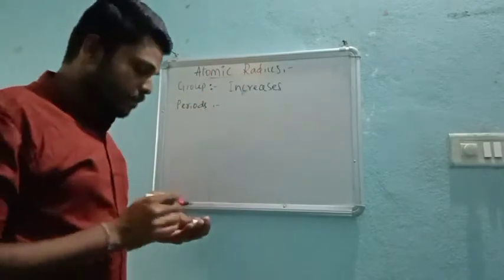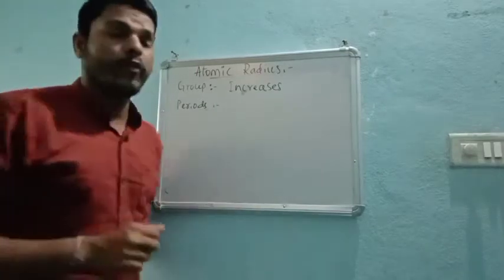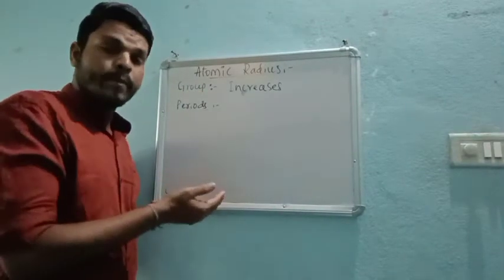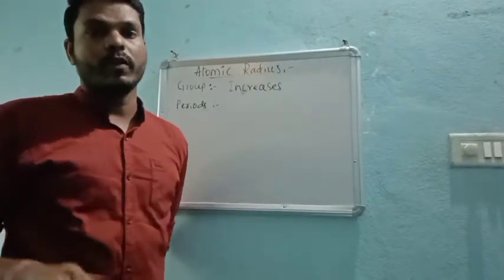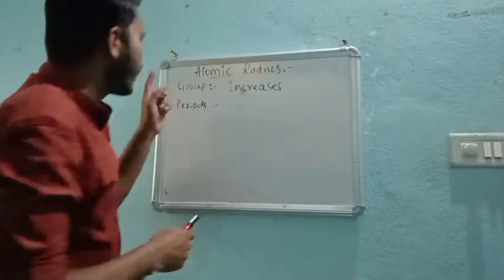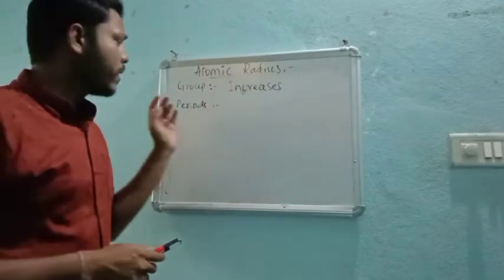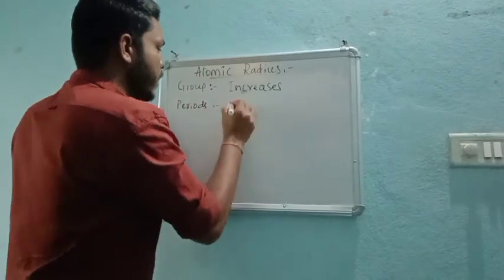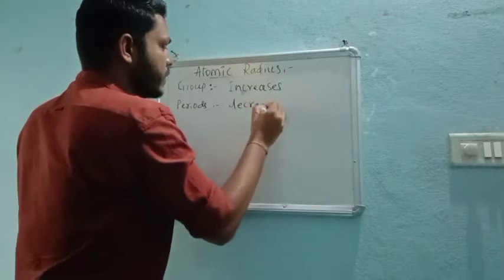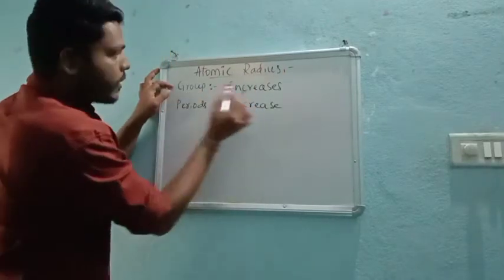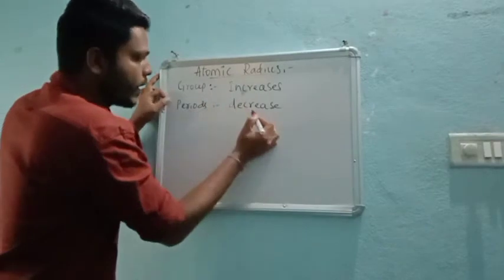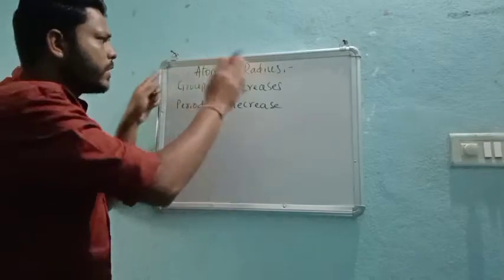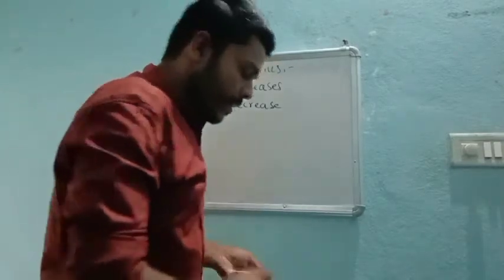In a period, the atomic radius always decreases, and the reason is that the electron enters into the same shell. You take any group or any period of the periodic table, you see this commonly: increase in case of group, decrease in case of period regarding atomic radius. These things we had in the last video.